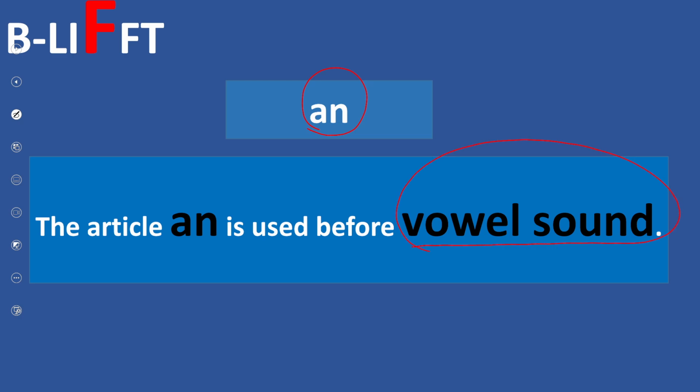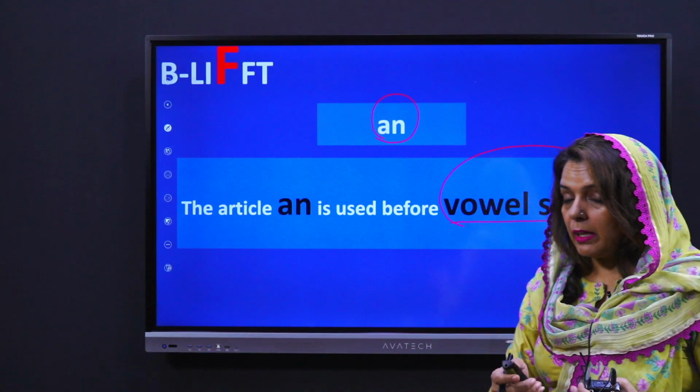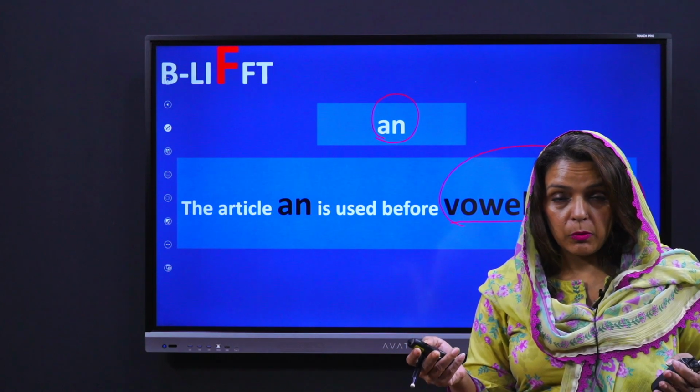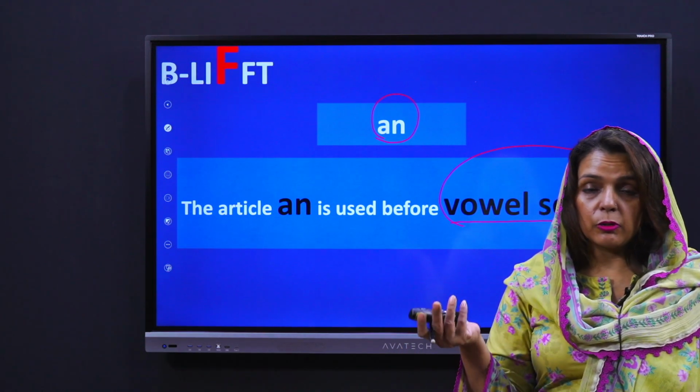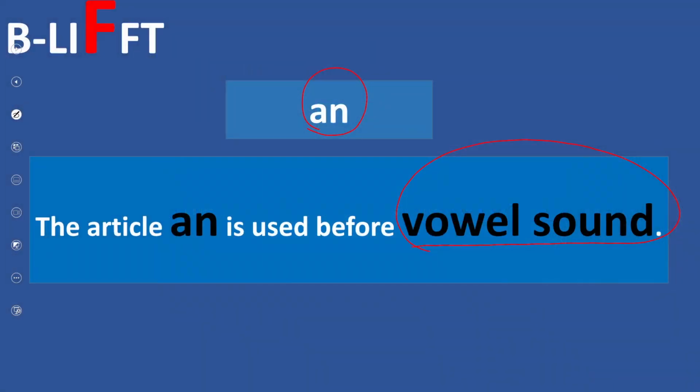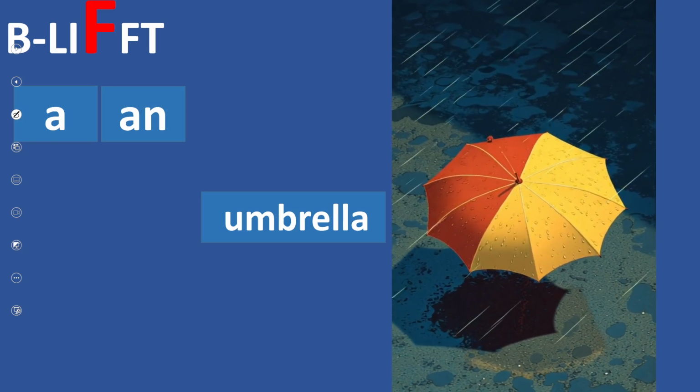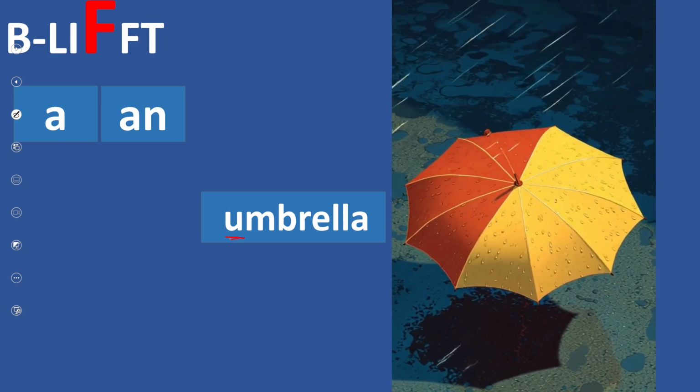Now let's look at the other slide, which says always put an before a vowel sound. You have to hear the sound of the vowel, then you have to put an, because sometimes there is not a vowel at the start of the word, but still you hear the sound, so you have to put an. Now let's look at the example. Umbrella. U is a vowel, so what should I write?